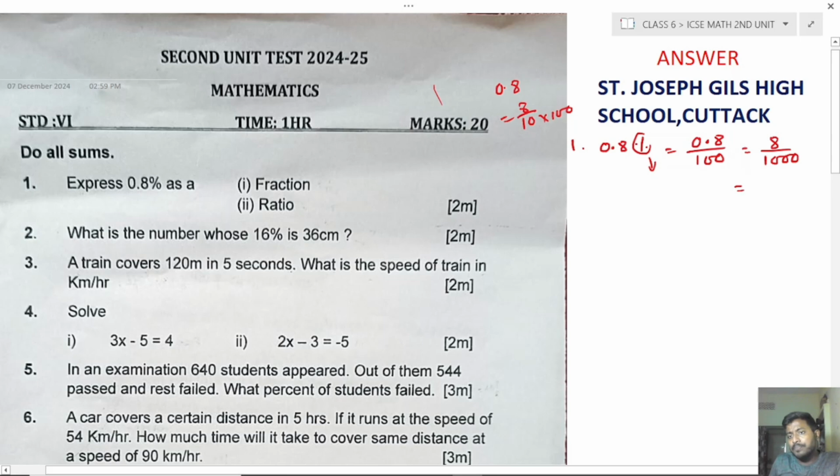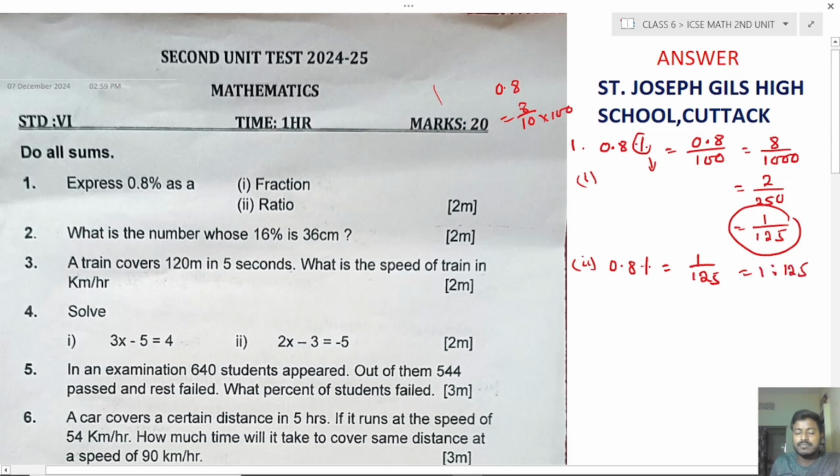When we cancel 8, then 8 ones are 8, 4 twos are 8, 4 fives are 20. Again cancel by 2, 2 ones are 2, 2 twos are 4, 2 fives are 10. So the answer is 1 by 125. This is part number i. Then part number ii you can write also 0.8% is equal to 1 by 125, which is equal to the ratio 1 to 125.